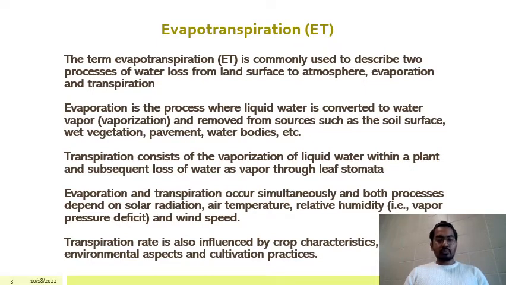through leaf stomata. So evaporation and transpiration occur simultaneously, and both processes depend on solar radiation, air temperature, relative humidity, wind speed, and some other factors. The transpiration rate is also influenced by crop characteristics, environmental aspects and cultivation practices.